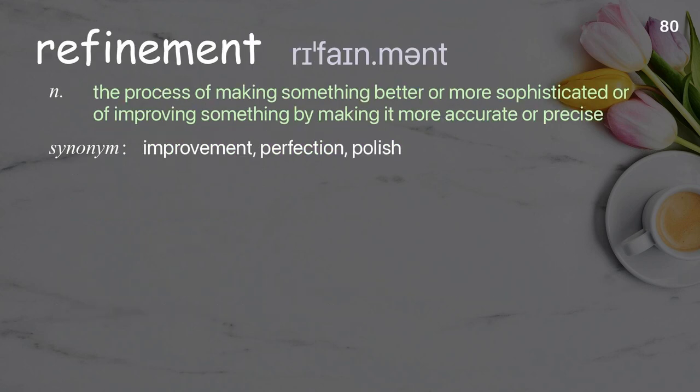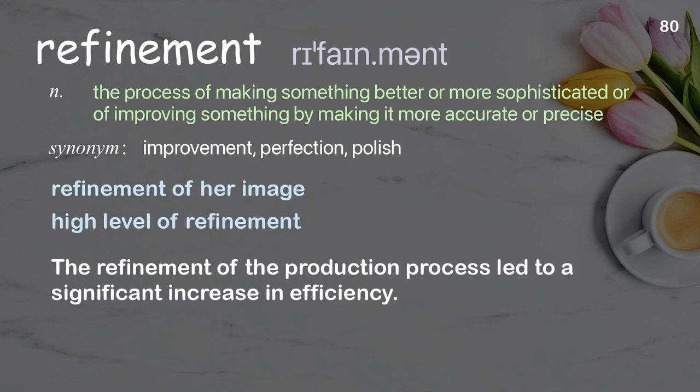Refinement. The process of making something better or more sophisticated, or of improving something by making it more accurate or precise. Examples: refinement of her image, high level of refinement. The refinement of the production process led to a significant increase in efficiency.